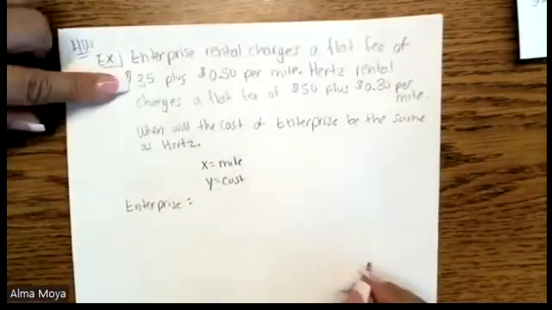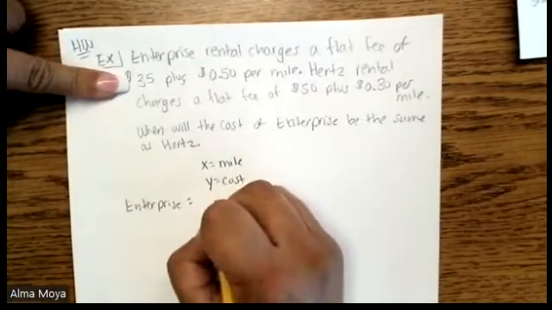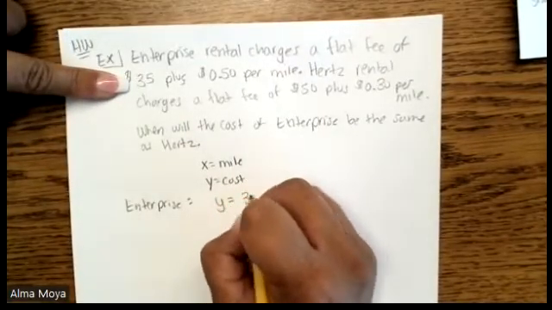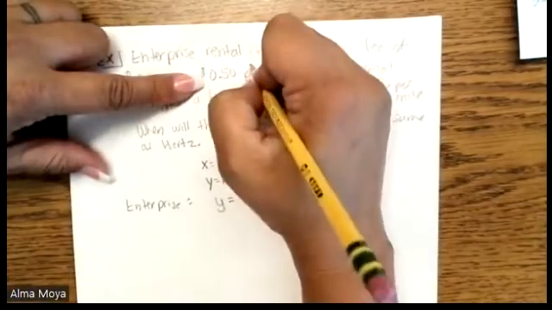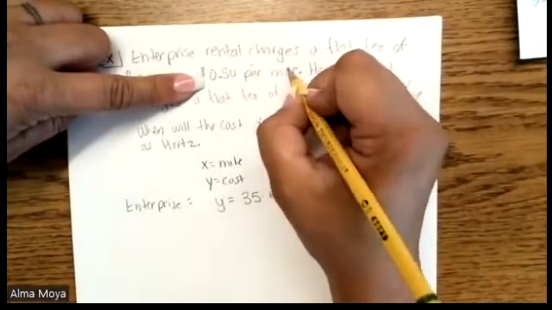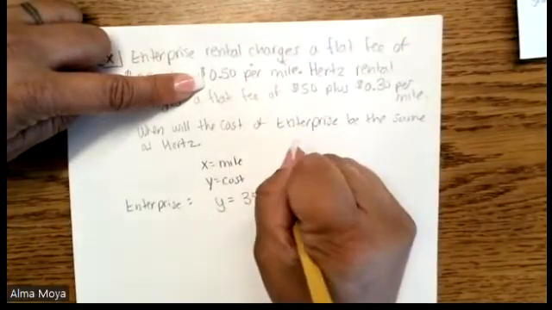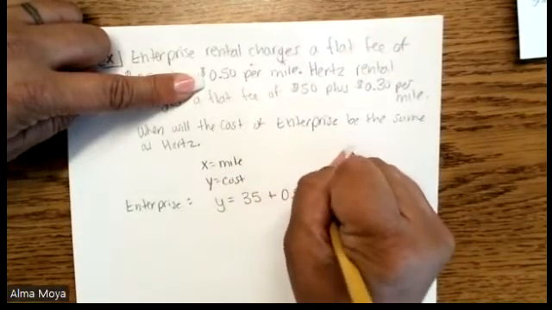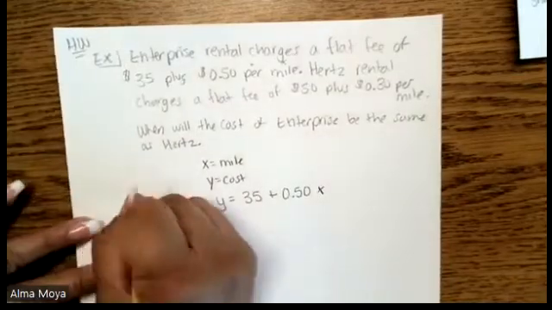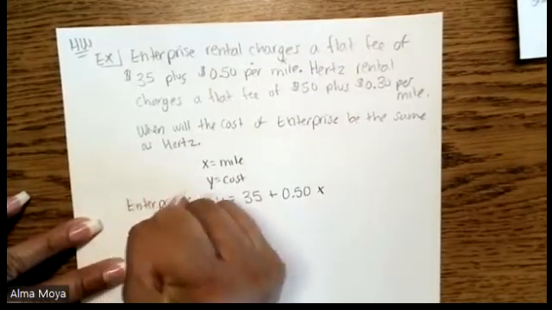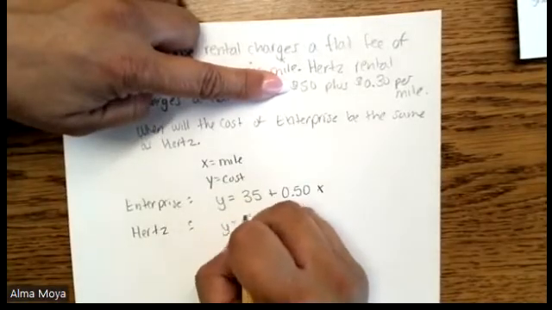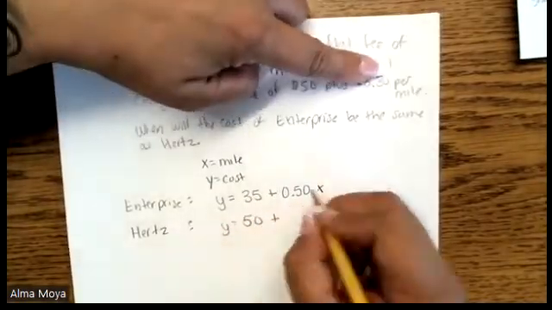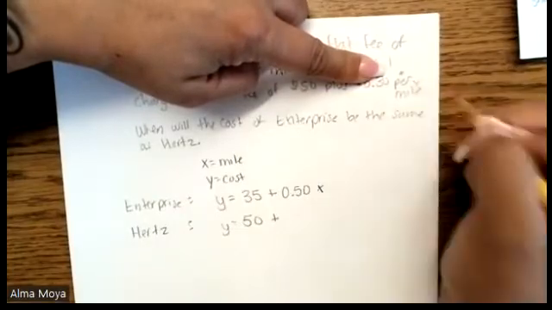So they charge a flat fee of $35. So the cost here is going to be 35 plus. Now, when it says 50 cents per mile, the word per means multiply. And then remember that mile is going to be X. So that's going to be 0.50x. Hertz charges a flat fee of 50. So that's just going to be 50 plus. Now they're going to charge 30 cents per mile.